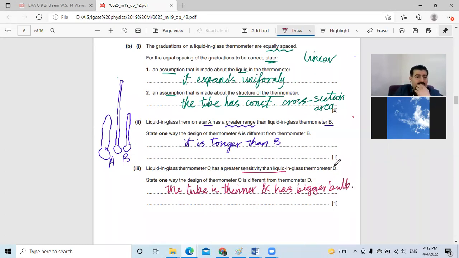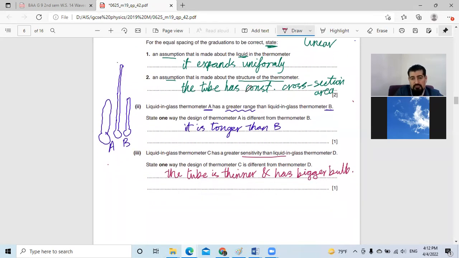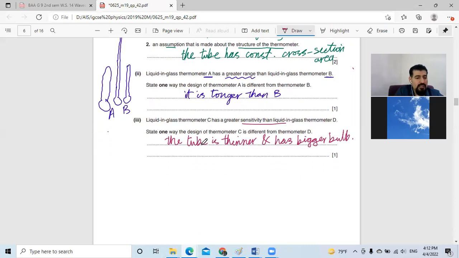Yes, maybe it can contain alcohol instead of mercury. Yes, thank you, Marwan. iPhone, if you please write your name. What happens if there is more liquid inside? If there is more liquid, it will not be sensitive. More liquid means it will expand more. Maybe if we say that it has more liquid, it changes something, but it will not change the sensitivity here. It will change the range or something else.